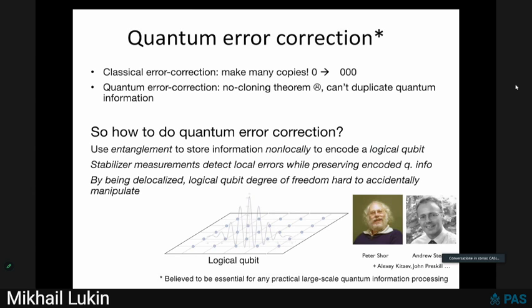But you already see here that these techniques can be challenging to implement in practice. For one, you need to have many physical qubits to encode a single logical qubit. And secondly, for that same reason, that the information is protected and hard to accidentally manipulate, it's actually hard to manipulate it intentionally. So controlling these logical qubits is also very hard.